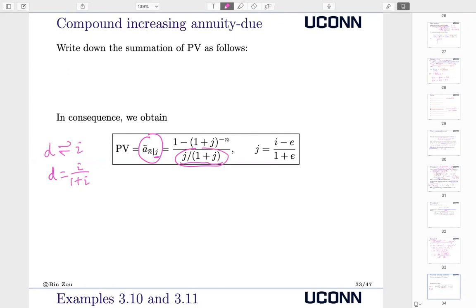I leave this to you, which means I want you to do the analysis. We know the difference is the first dollar is paid at time 0, so there's no need to discount that. The next is 1 plus E. Here is 1 plus E squared, and it goes on. The last payment is paid at the end of n minus 1, or at the beginning of n.